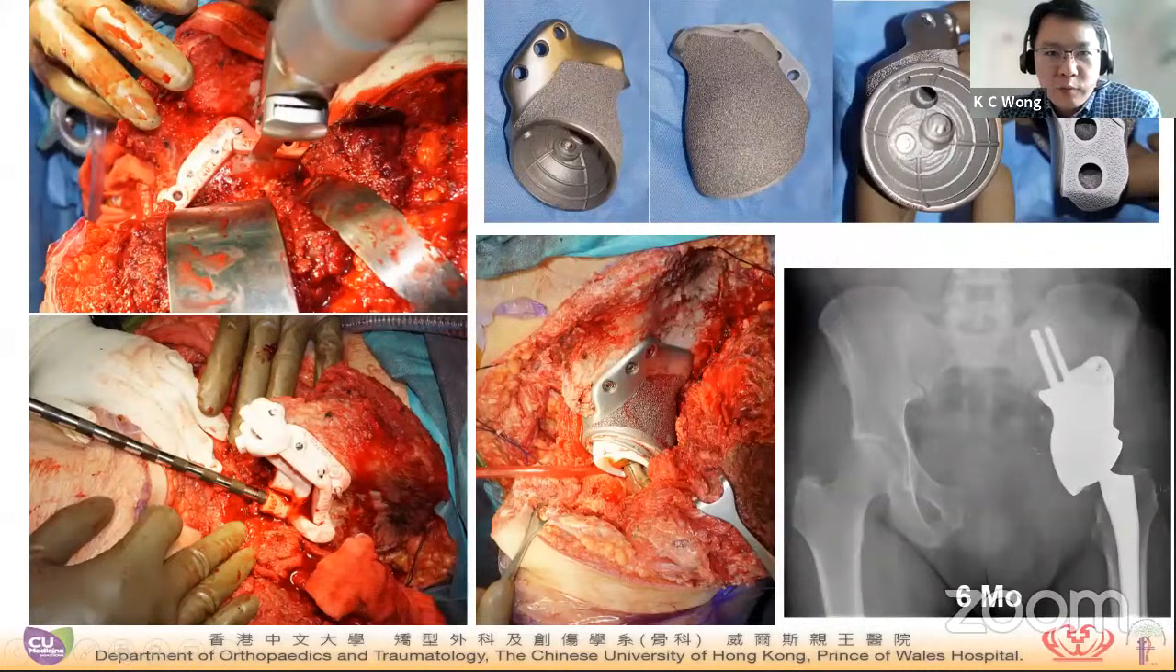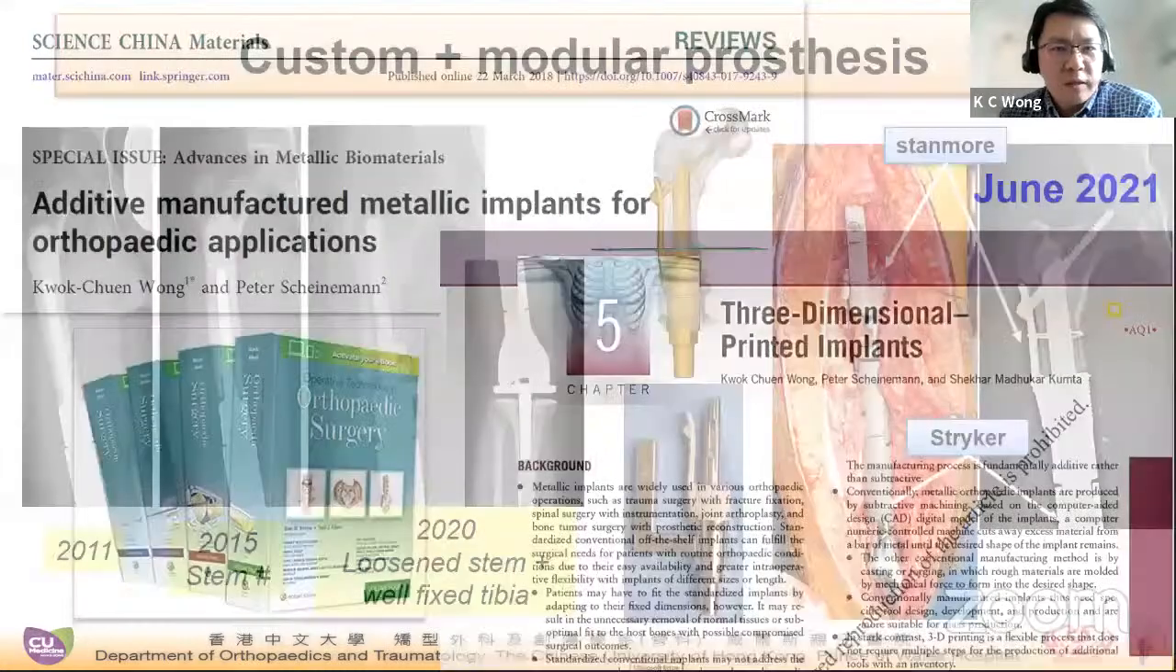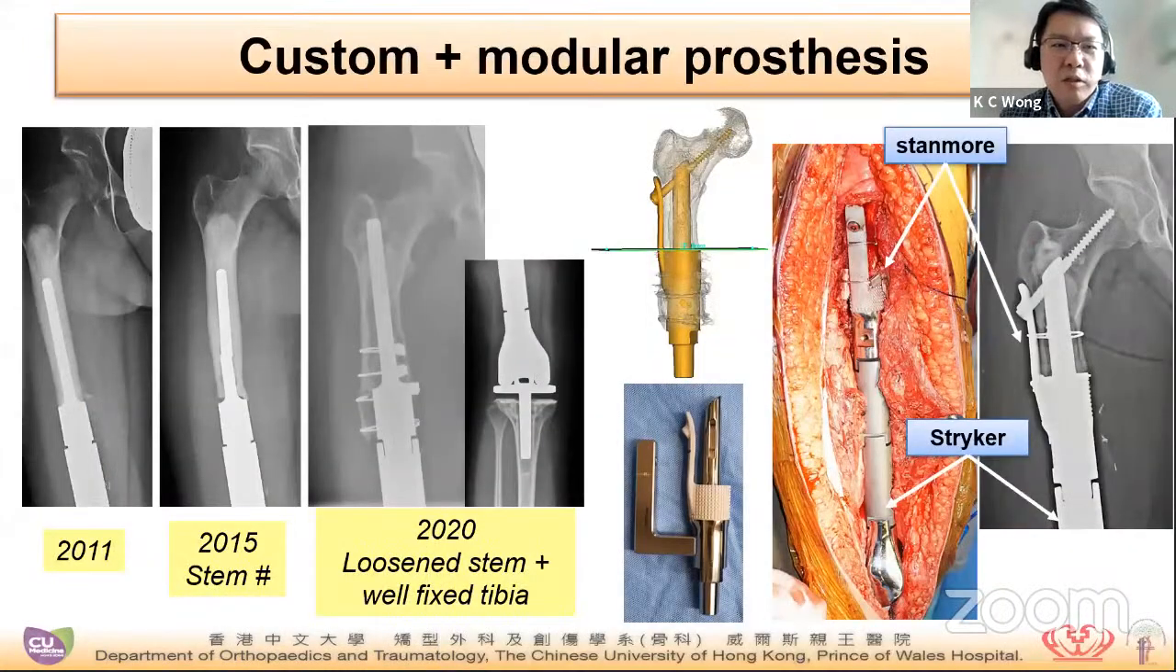We recently published a chapter on this in one of the textbooks. One final thing: many times someone asks me, if you want to choose a modular implant, what brand do you use? I think this case gives us some insight, because the first brand was not good in this, only a little bit.